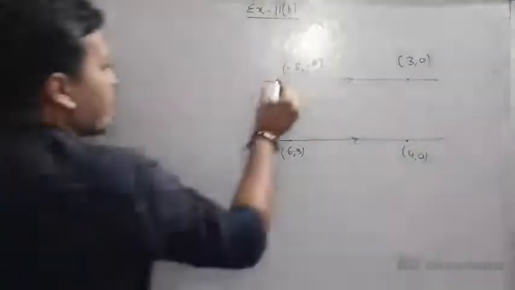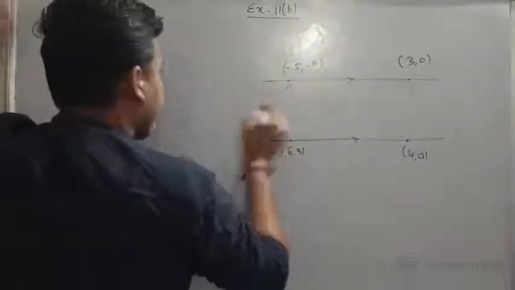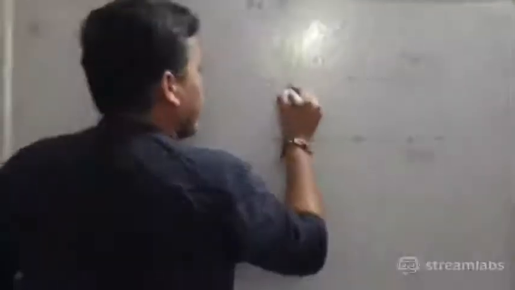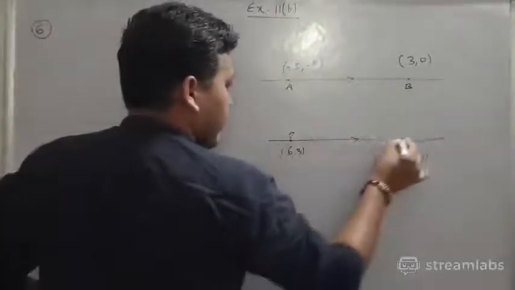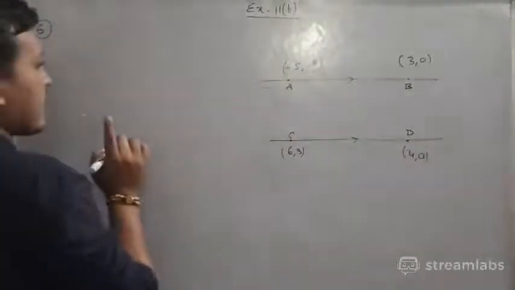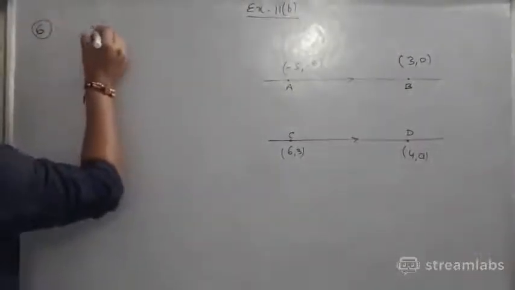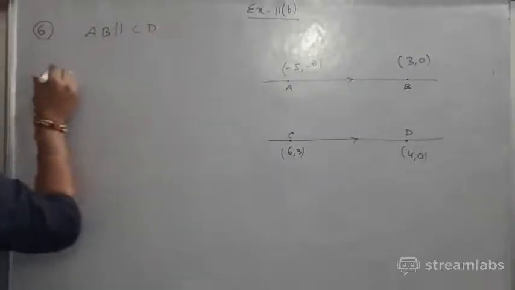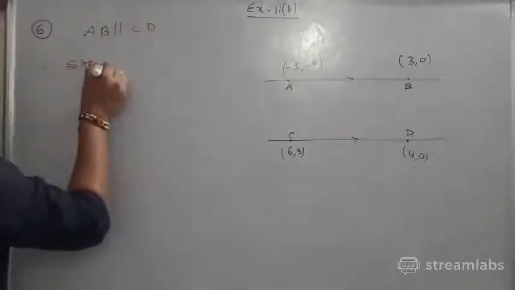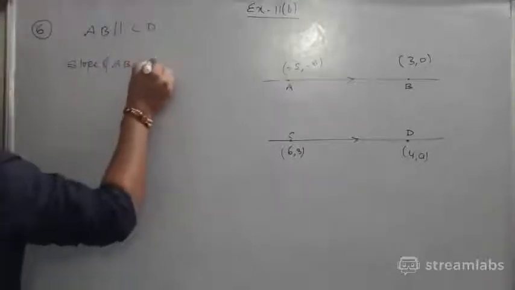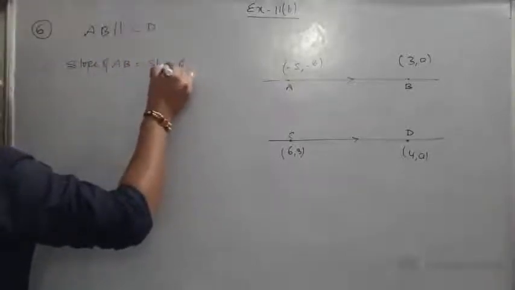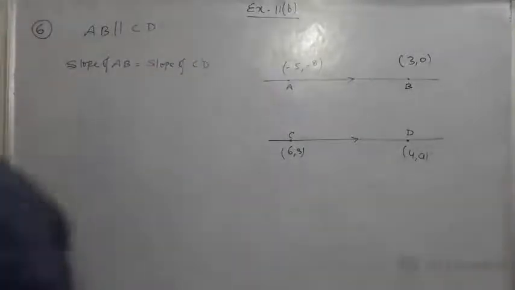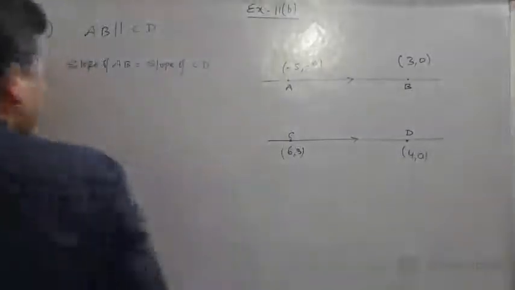Let the points be A and B for the first line, and C and D for the second. When two lines are parallel, since line AB is parallel to CD, therefore slope of AB is equal to slope of CD. This is the condition when two lines are parallel. I explained this concept in our earlier classes.